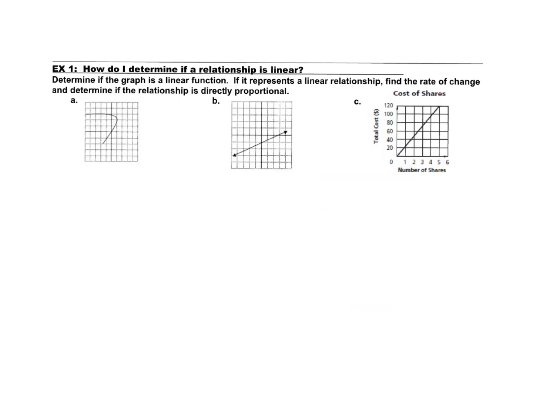Example 1, how do I determine if a relationship is linear? So we're going to determine if the graph is linear, and then if it is, we're going to find the rate of change, and then also determine if it's directly proportional. So our first graph here, notice how it's not in a straight line. So no, this is not linear. Our second line, notice how we do have a straight line, so this is linear.